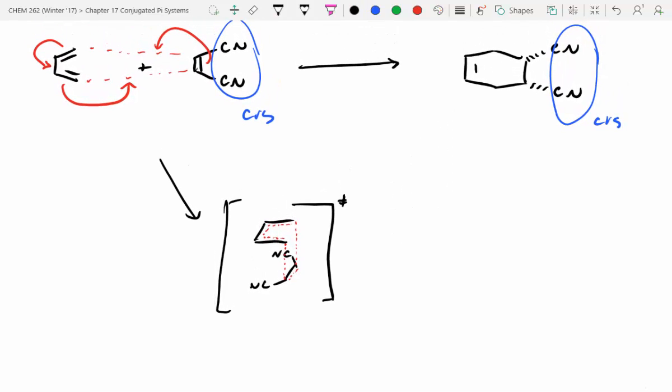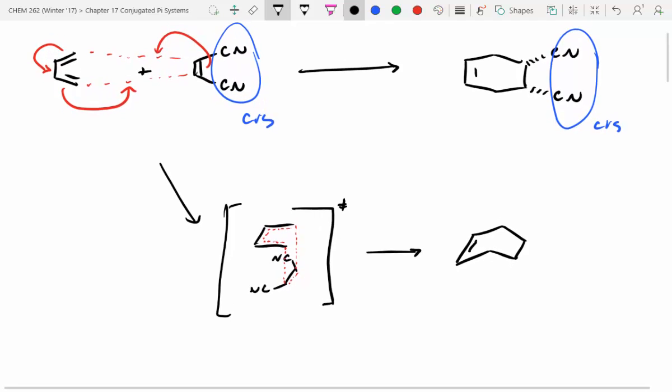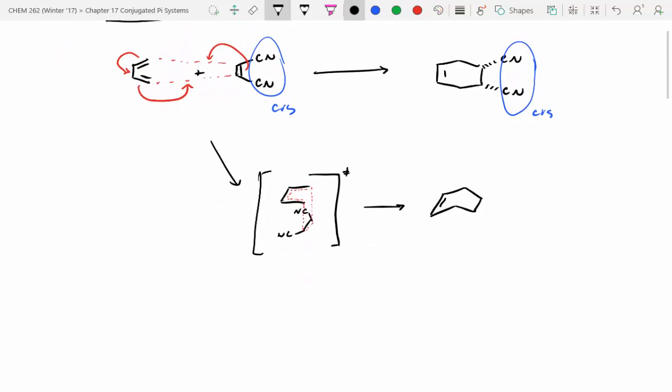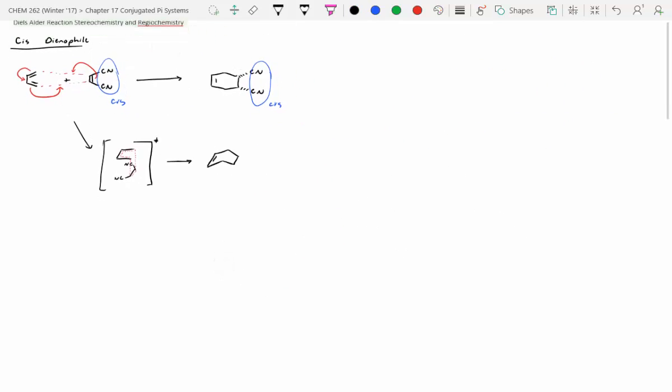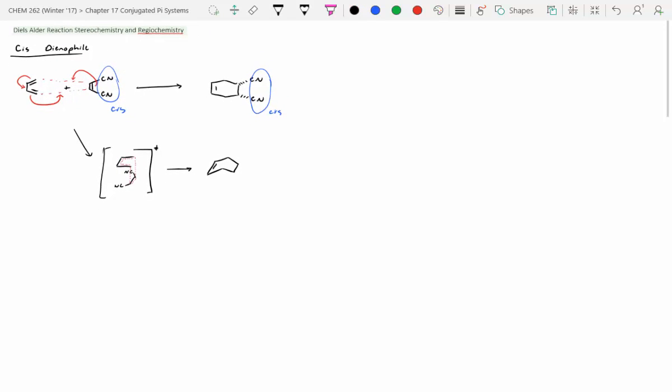Actually, let me draw it a little bit differently. You're going to have kind of this almost house effect. Oh my goodness, this is not good. Maybe this is a good excuse to upgrade. Sorry, guys.